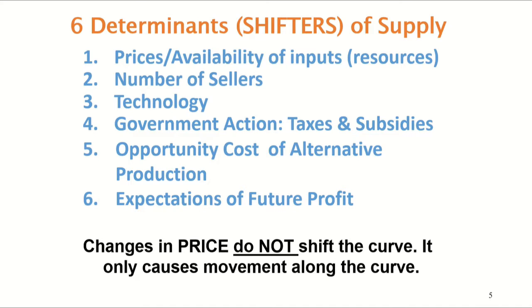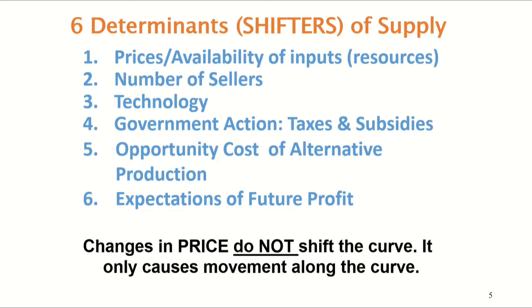All right, let's look at our shifters. Some people will tell you there's 5, some will say 6. There's always debate on that. There are a number of different shifters, but we're going to focus on these 6. Prices and availability of inputs, or prices of resources. So for example, if we're looking at Pop-Tarts, we need flour, eggs, milk, jelly that goes inside. If the prices of those resources increase, we'll supply less of it. If they decrease, we can supply more of it.